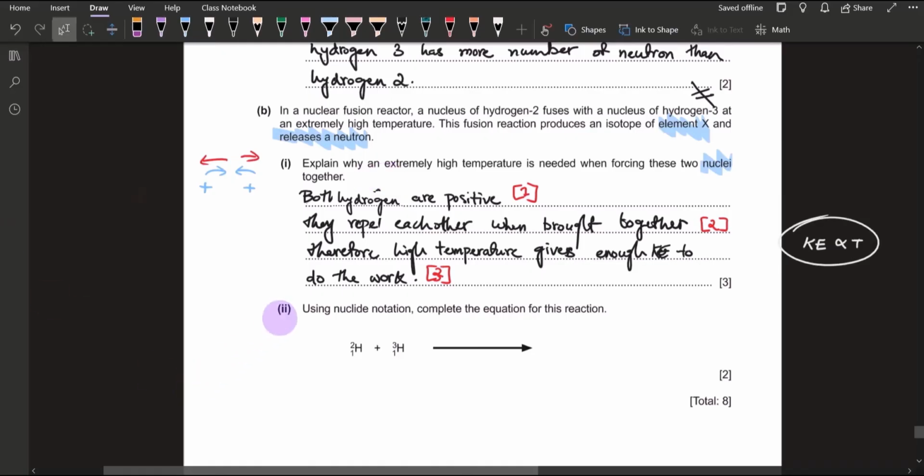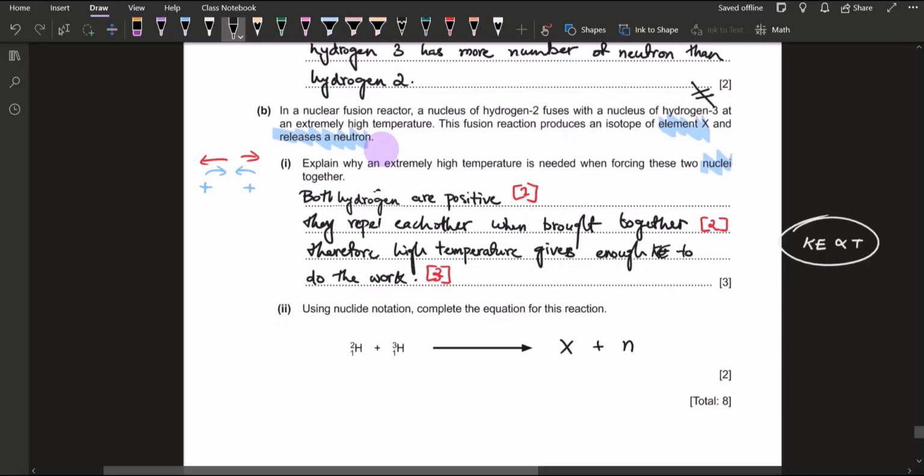So part 2 says, using nuclide notation, complete the equation for this reaction. And here we can see that the question mentioned that it releases element X and a neutron. So these both are reactants on the left side. We have to write the product. So when these two hydrogen isotopes react or fuse together, they release X element and a neutron.